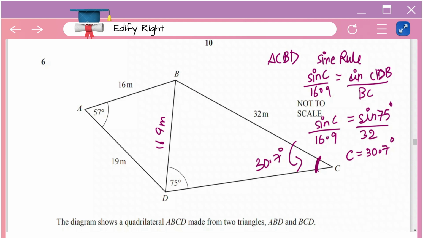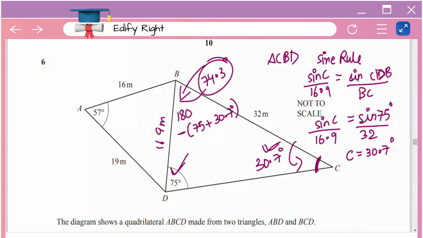Now in this triangle BDC or CBD, you have two angles. So you can easily figure out the third angle by just subtracting from 180. So this angle is basically going to be 180 minus (75 plus 30.7), which is equal to 74.3. So this is the measure of angle CBD. This angle is 74.3.